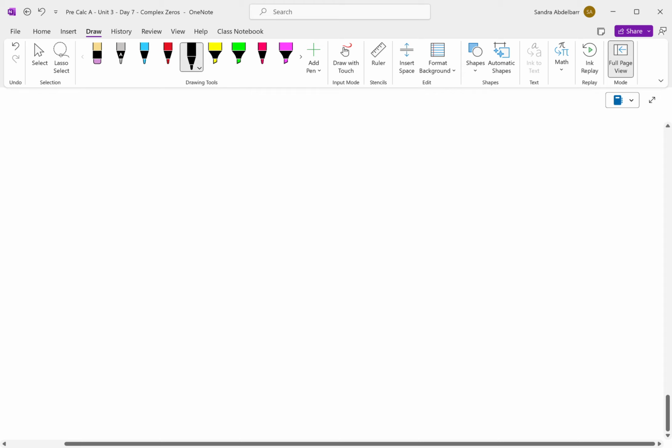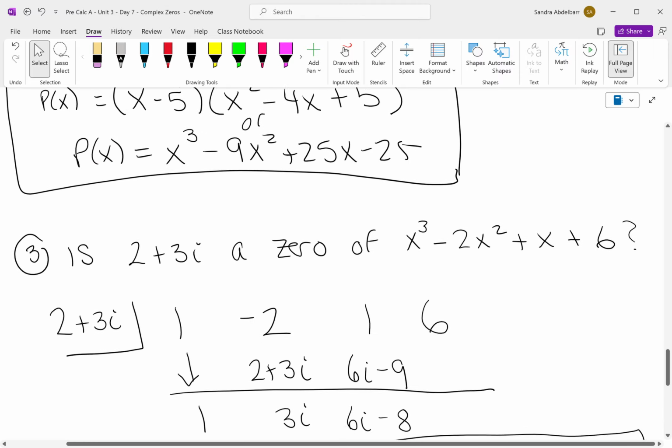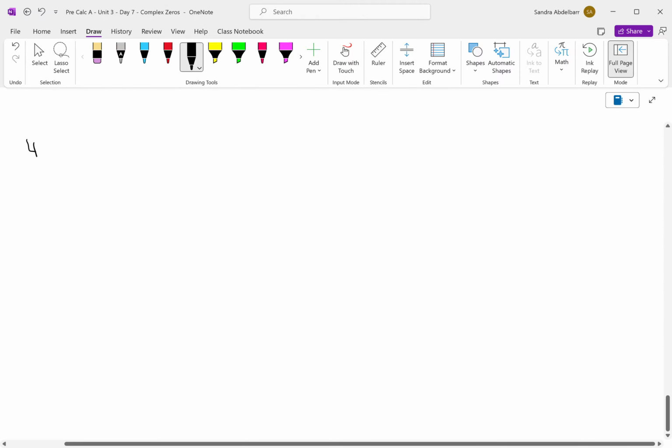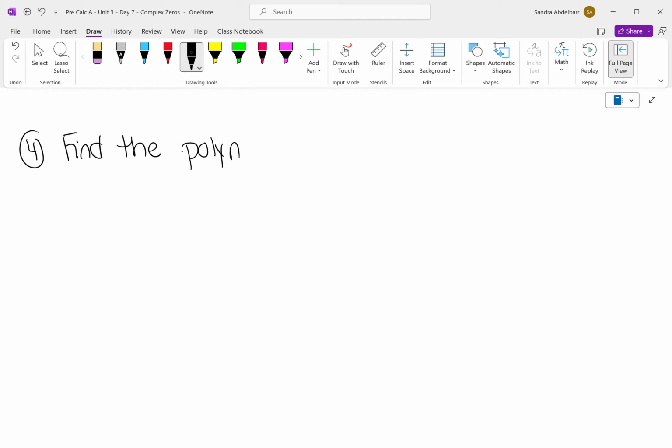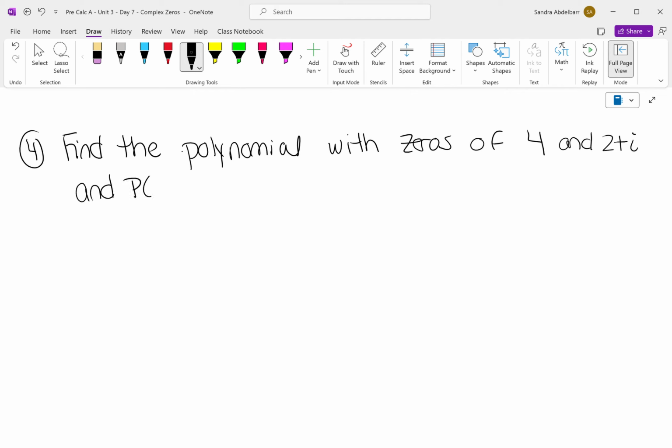Okay, next one. All right, find the polynomial with zeros of 4 and 2 plus i, and P of 1 is equal to 5.